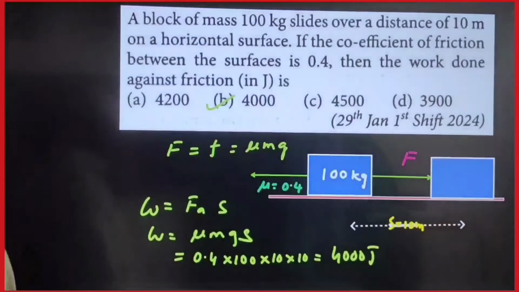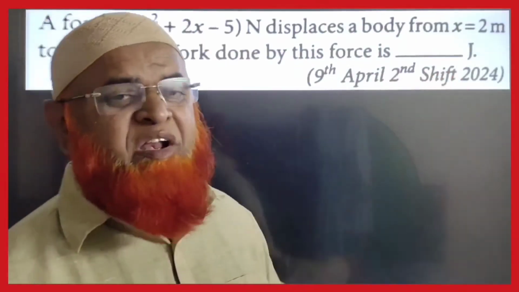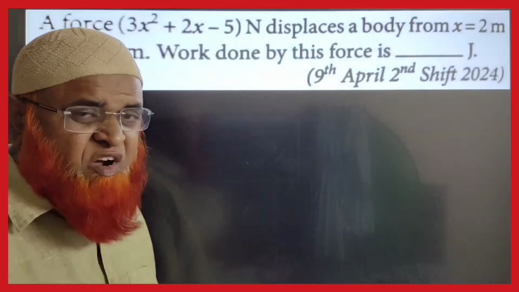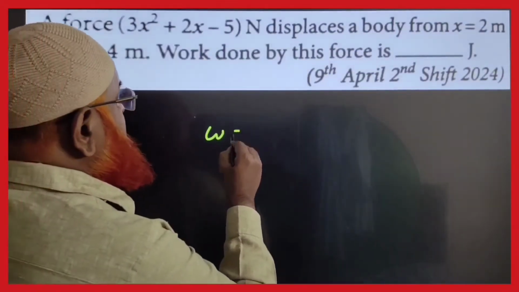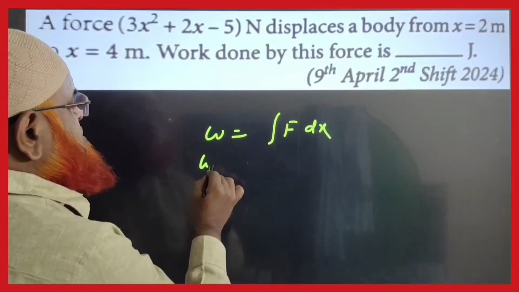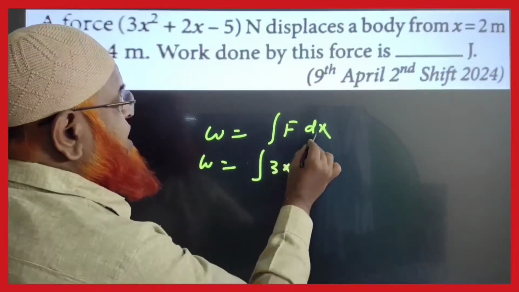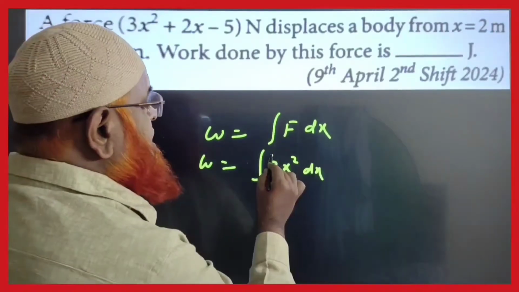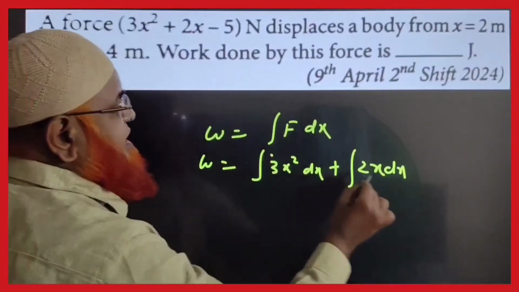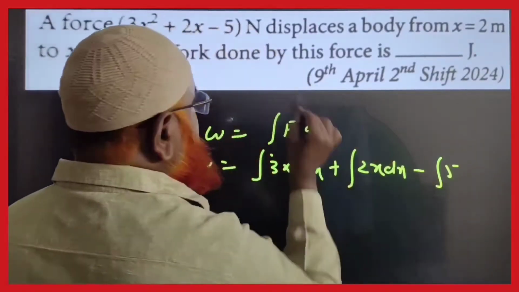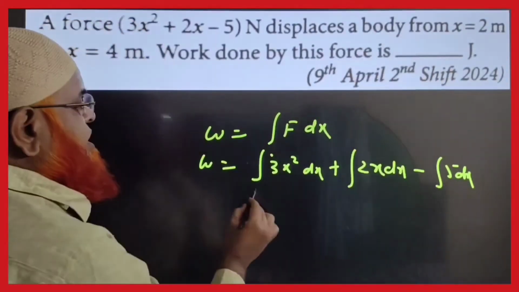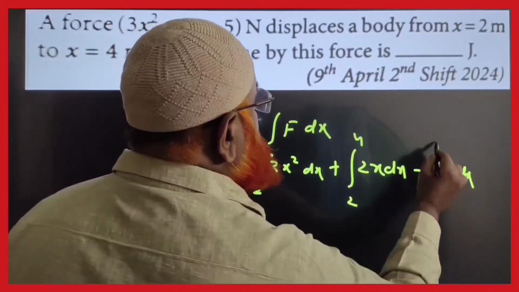That's it. Thank you. My dear students, how can you solve this problem asked in 2024 latest JEE Mains question? So here a force is given and he is asking us to find out the work done. You all know work done is nothing but F into dx. That's it. You have to substitute the values here. F is nothing but 3x square into dx, plus integration of 2x into dx, minus 5 into dx here, and limits are given from 2 to 4.